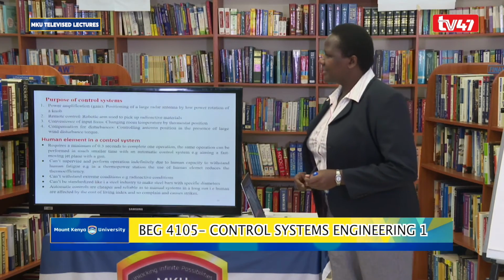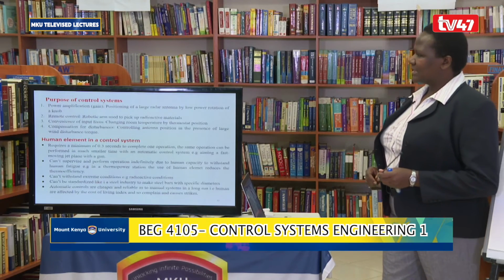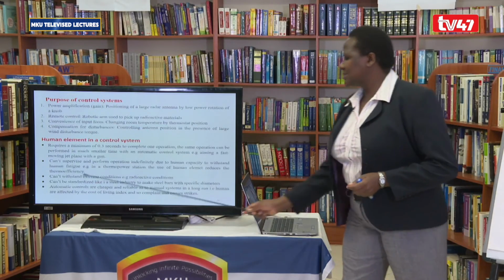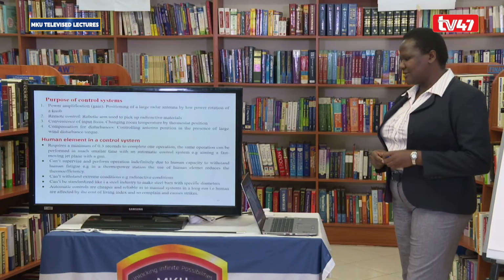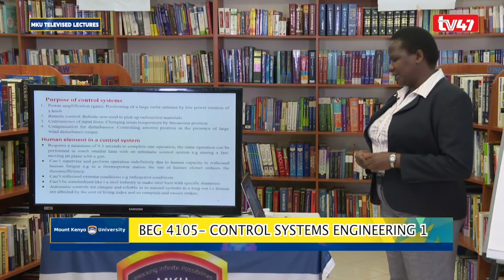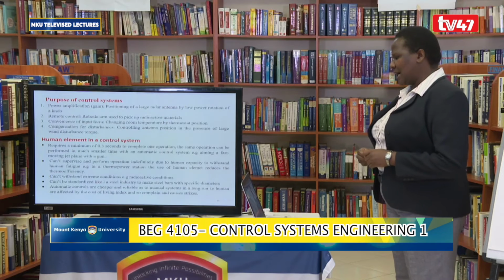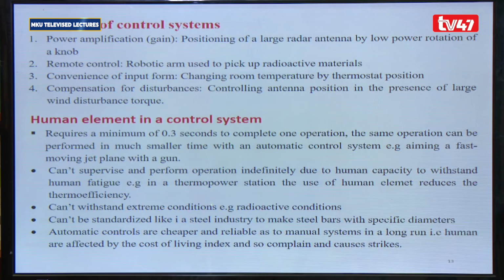I've given the complicated and the simple control systems. Now let us see why we need the control system. One, we need the control system for power amplification or gain. For example, when you're positioning a large radar antenna by low power rotation of a knob, you're just trying to move an antenna, but you're just pressing a knob so that the knob can do that work instead of doing a lot of tedious work. So that is the power amplification or gain.